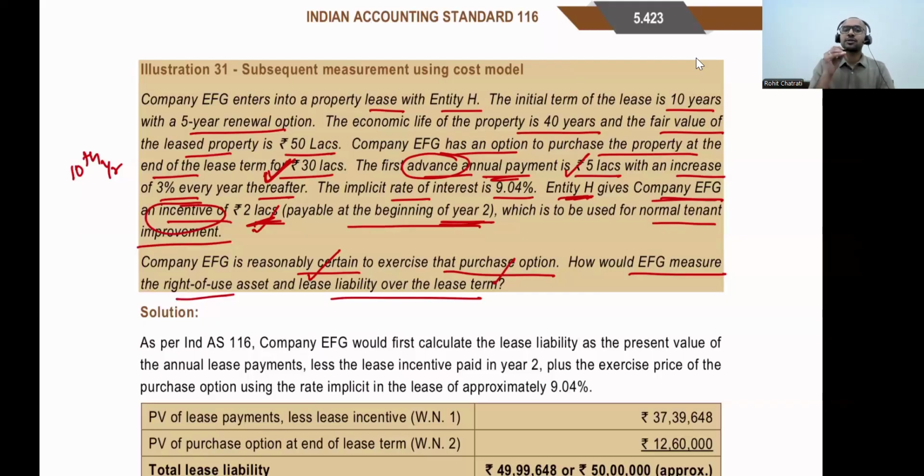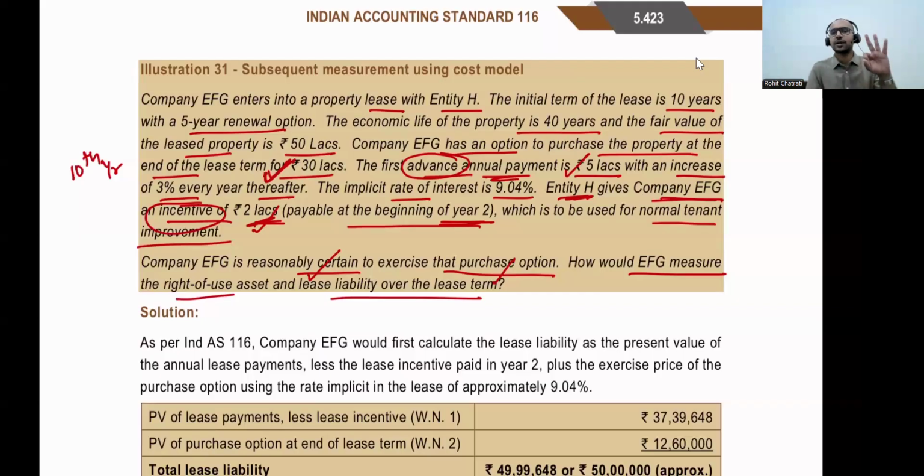When we are calculating the present value, we should not only take the present value of the payments that EFG is expected to make, but we should also deduct any receipts that EFG is expected to receive. All right, we are also supposed to deduct any cash flows that EFG is expected to receive from the lessor. For the purpose of calculating ROU asset and lease liability, we should also consider any cash inflows or any incentives that lessee is going to receive from the lessor.